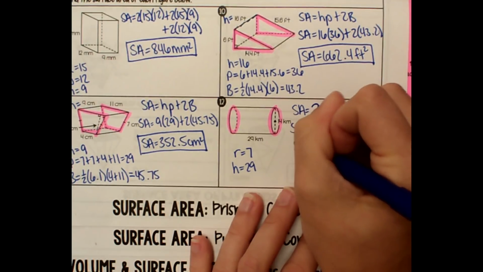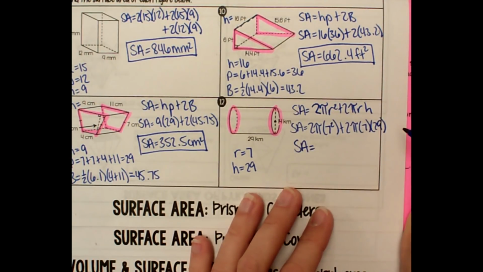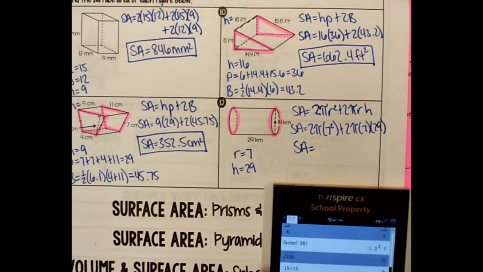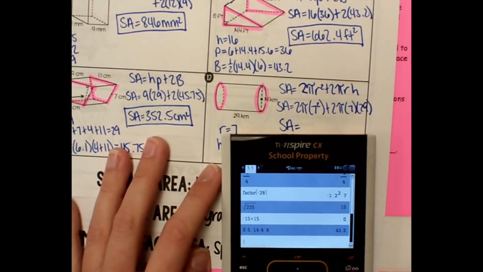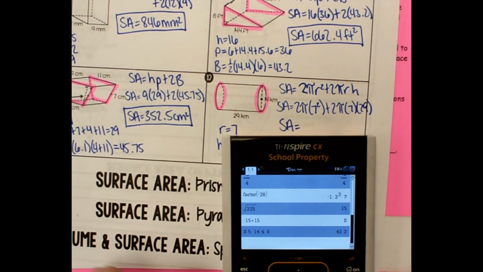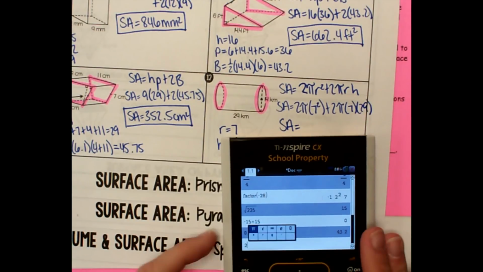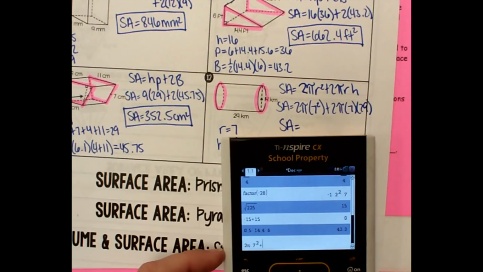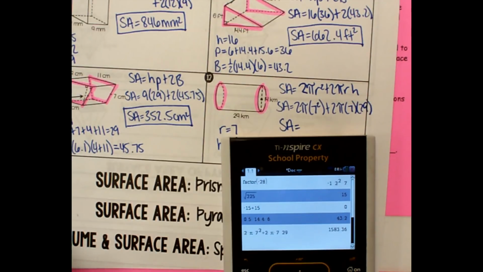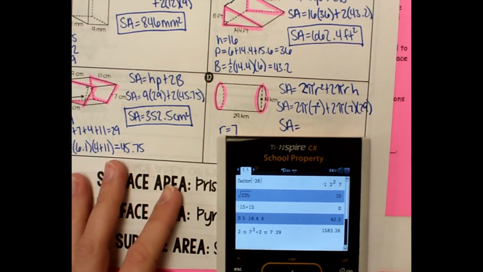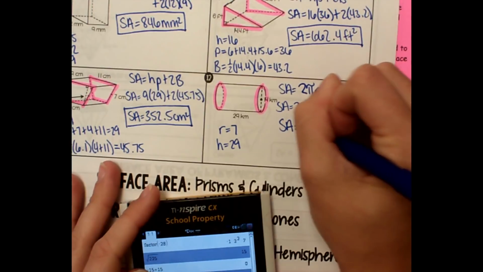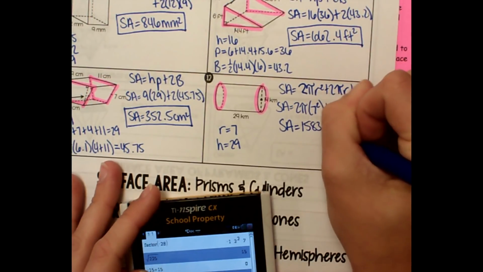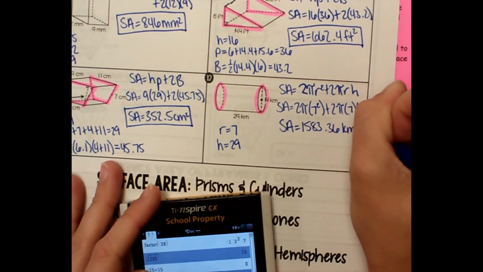If you put that in your calculator, you get the surface area. Let's put that one in because we want to round at the end. And with pi, we're going to have some decimals. 2 times pi times 7 squared plus 2 times pi times 7 times 29. Oh, nope. 1583.36. If it gives us the 2 decimal places, we want to keep 2. Kilometers squared.